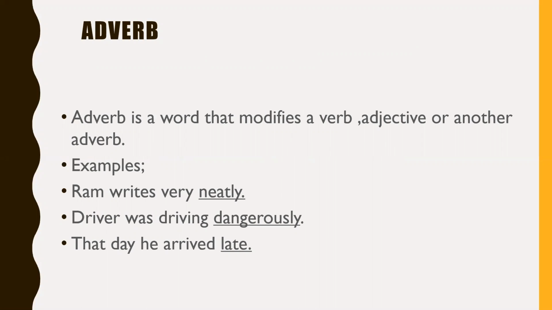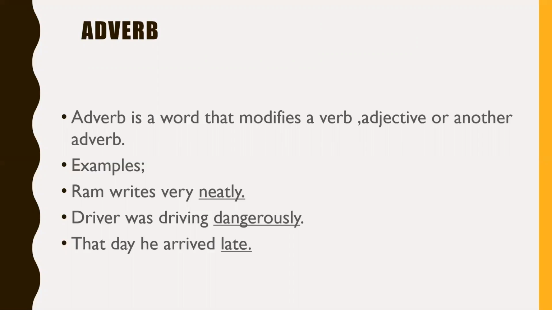Look at the examples. Ram writes very neatly. Now, neatly here is an adverb of manner. Driver was driving dangerously. Dangerously here is also an adverb of manner. That day he arrived late. Now late here is the adverb of time.